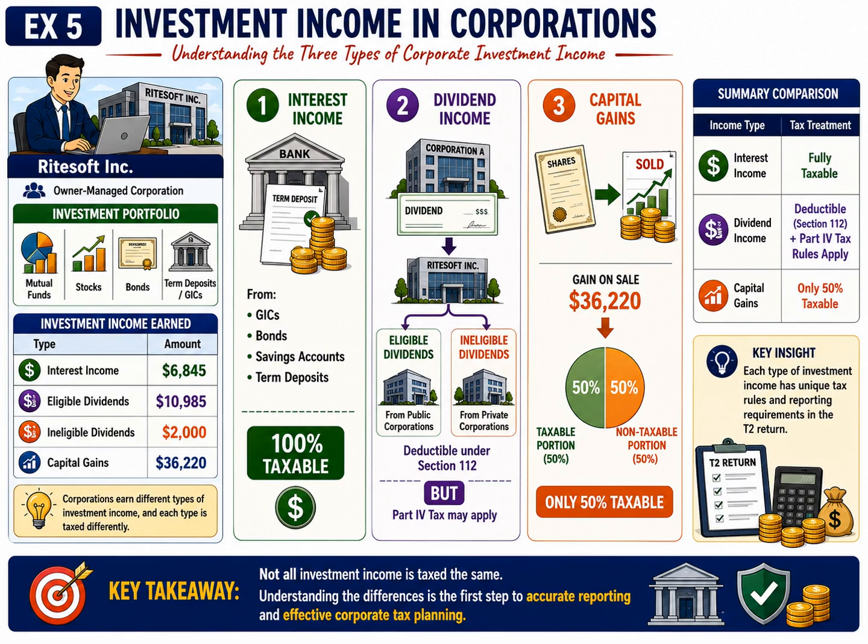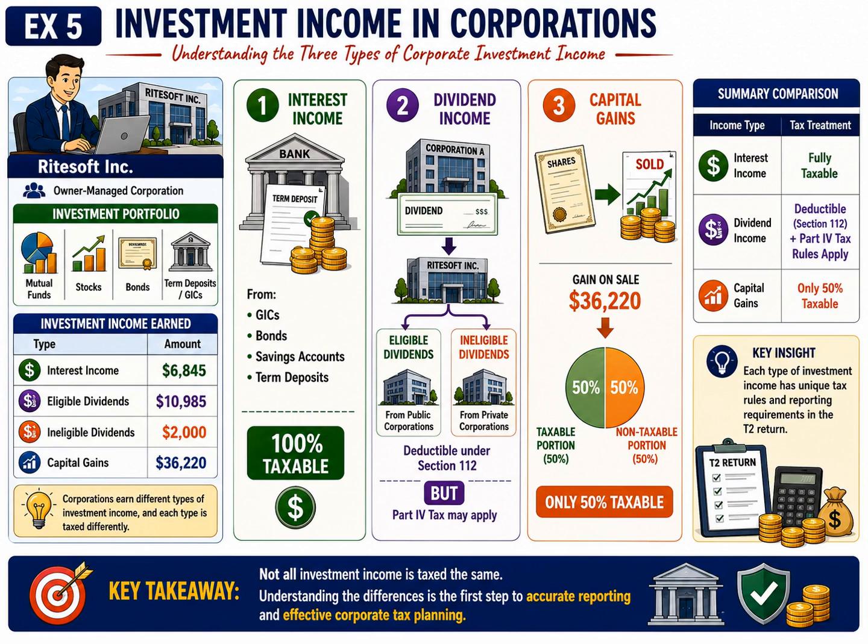Understanding these differences is critical because applying the wrong tax treatment can produce significant errors in the corporation's tax return. For example, treating a capital gain as fully taxable would overstate taxable income, while treating interest income as partially taxable would understate the corporation's tax liability. As you continue through this example, you'll see that each type of investment income also flows through different T2 schedules before reaching the final tax calculation. This is why identifying the correct type of income is always the first step in corporate tax preparation.